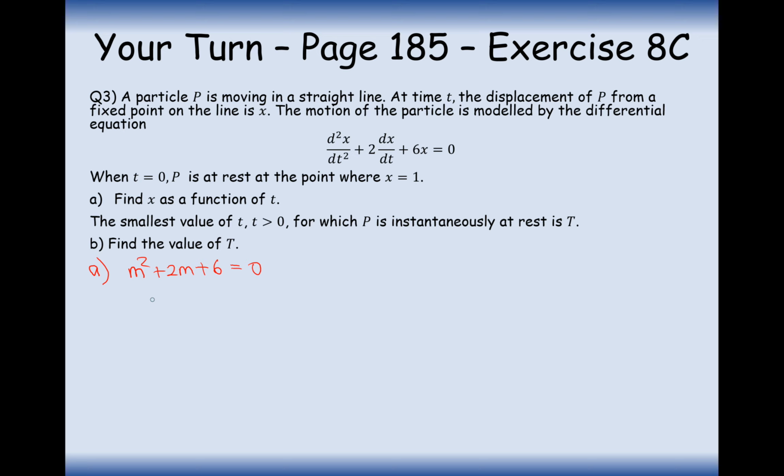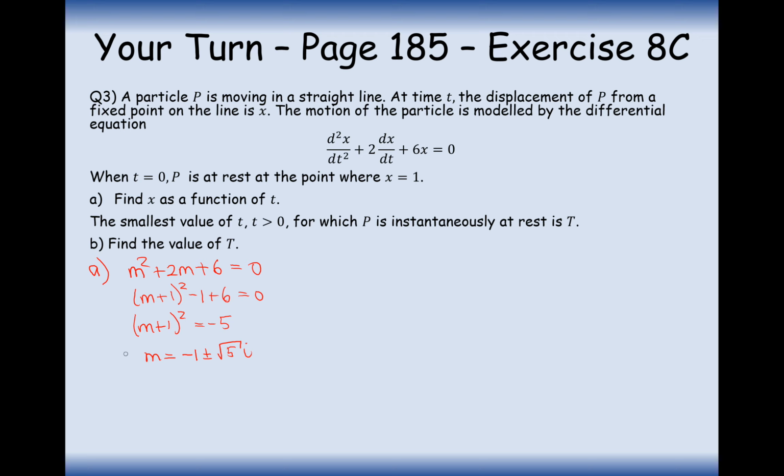And then we need to solve the auxiliary equation. It might be the case that we are too big on this one. Yeah, let's complete the square. And now let's move that number onto the other side, so we get minus 5. So it's going to be m equals minus 1 plus or minus root 5i.